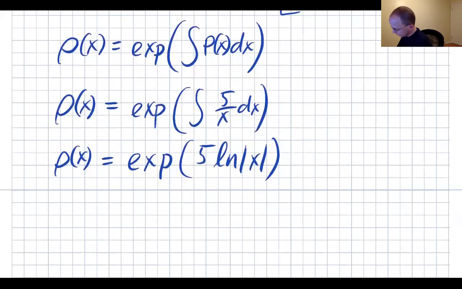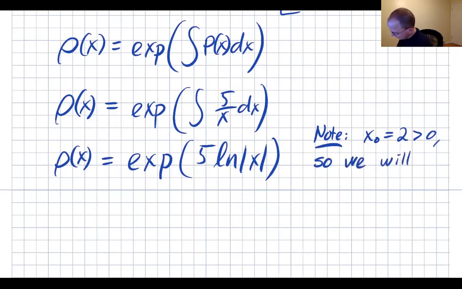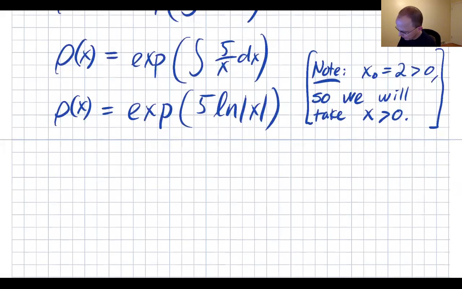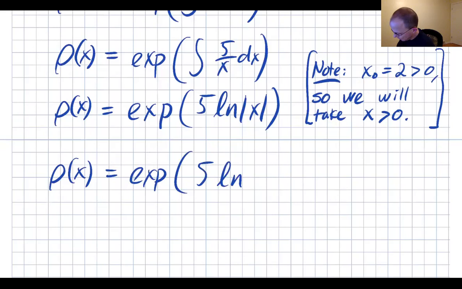So let's write that down here. So just a quick note, x0, which is the initial x, it's 2, right? So that's positive. So we will take x to be positive. So we're just going to restrict ourselves to positive x, and that will help us because we can now get rid of that absolute value. So now that we've made that observation, we get rho of x equals the exponential of 5 log x.